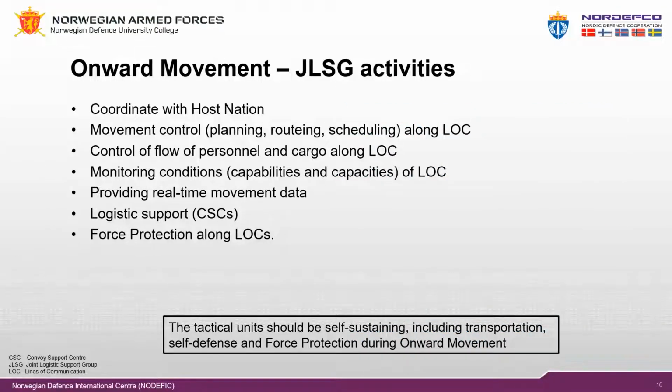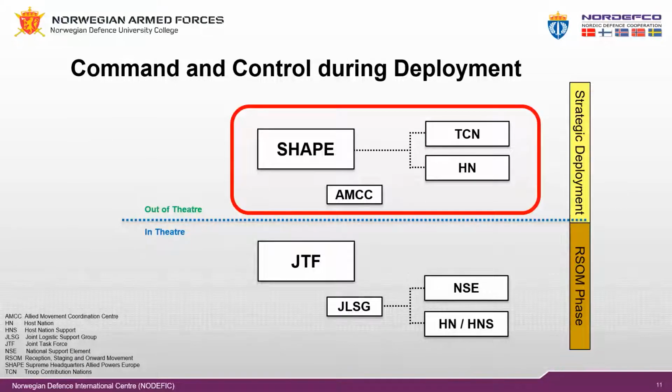Even if onward movement is a joint logistic support task, the tactical units have their own tasks and requirements. Joint Logistic Support Group and each tactical unit has to coordinate and agree on the plan and execution of the onward movement. Command and control. Clearly articulating responsibilities is the first step in fully synchronized and coordinated operations supporting the range of military operations.